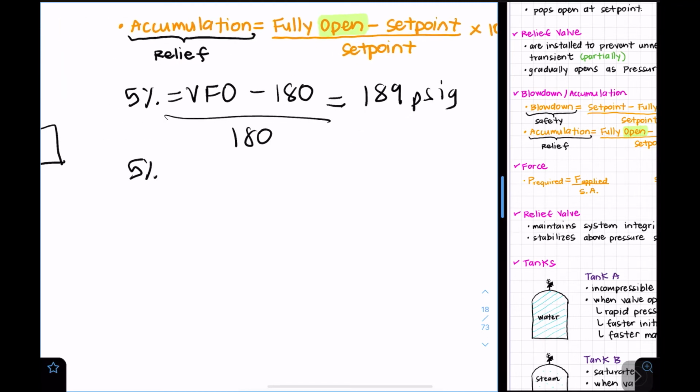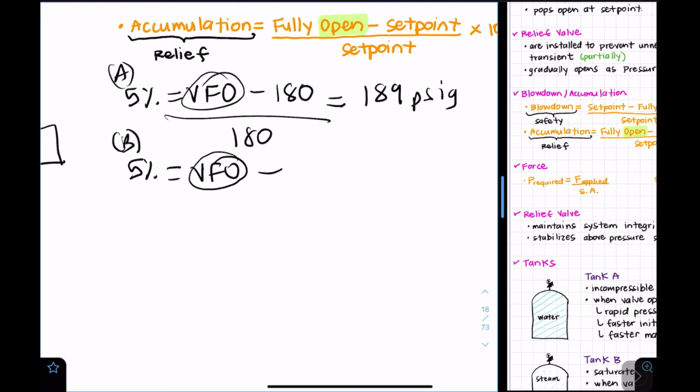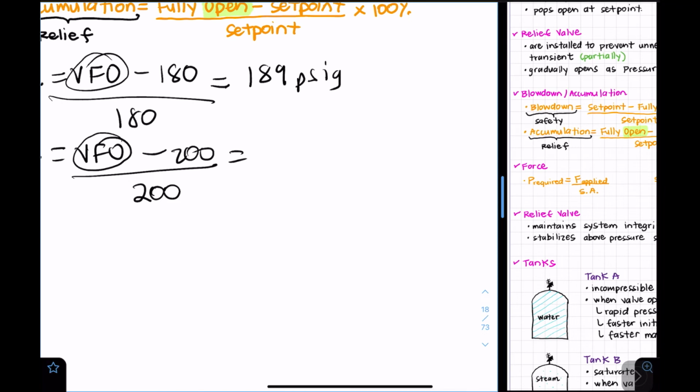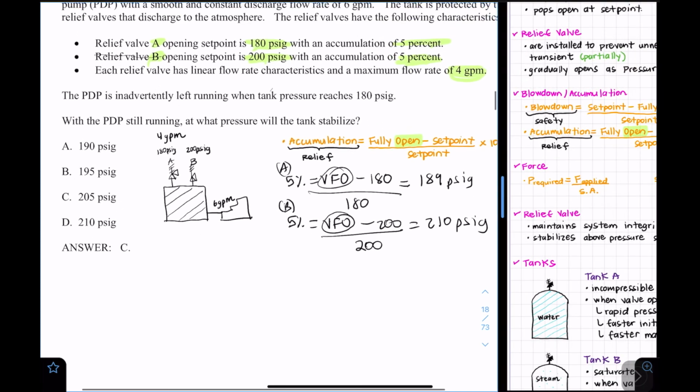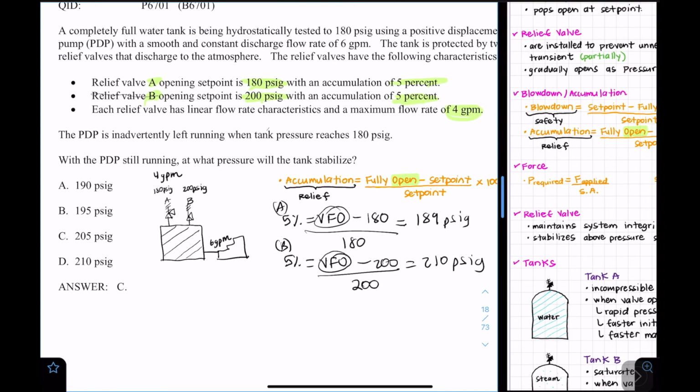Then 5%, that's for A, this one is for B. We're solving for this one. This one has a different set point, which is 200. So now we use our calculator, and the pressure when the valve is fully open for B is going to be 210. This is a little bit different. It's not similar like the other one. The other one was more easy, more straightforward.